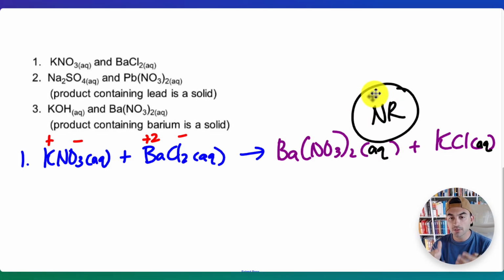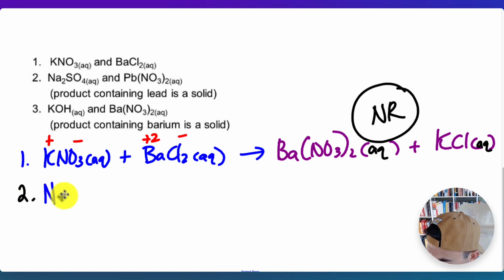Not only do we get no visible reaction, we get no visible reaction because I have a bunch of free-floating ions separate from one another before and after I mix them together. We talked about the idea of spectator ions. All of these ions would be spectator ions. There's no cation anion pair that are going to come together to strongly attract to form a solid. So no reaction occurs. We don't have to balance the equation as a result of that.